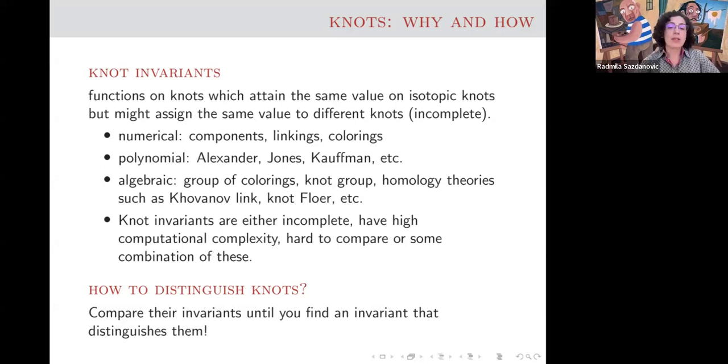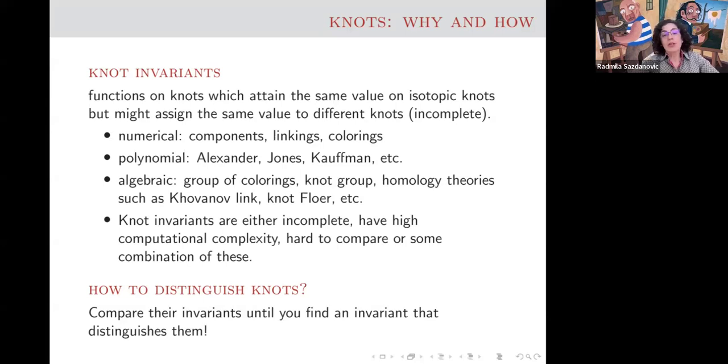But again, the thing here is that there are more than 15 variants, but most of them are either incomplete, so they fail to distinguish some knots, or if they're complete, and even if they're not complete, they can have very high computational complexity. So they can be hard to compute, but even if you can compute them, they may be hard to compare. So for example, if you have two groups, comparing different group presentations is an NP-hard problem, so it won't help us much.